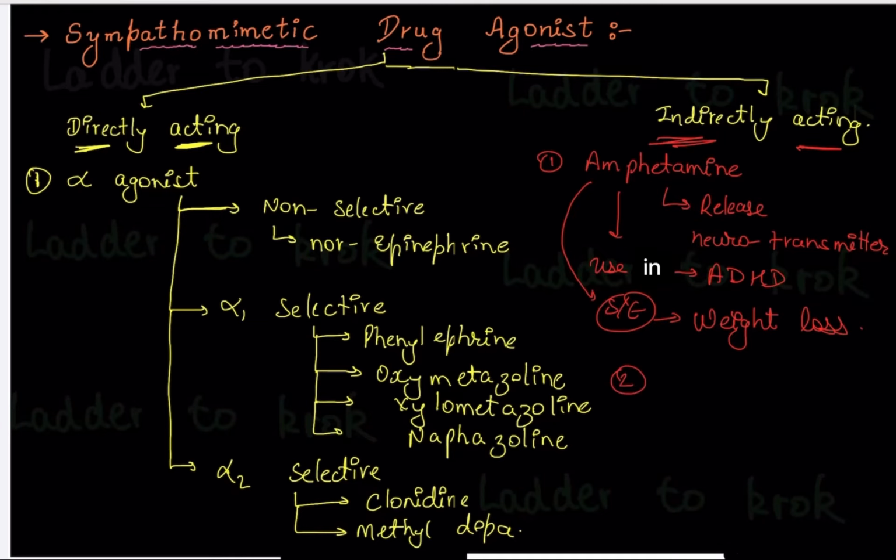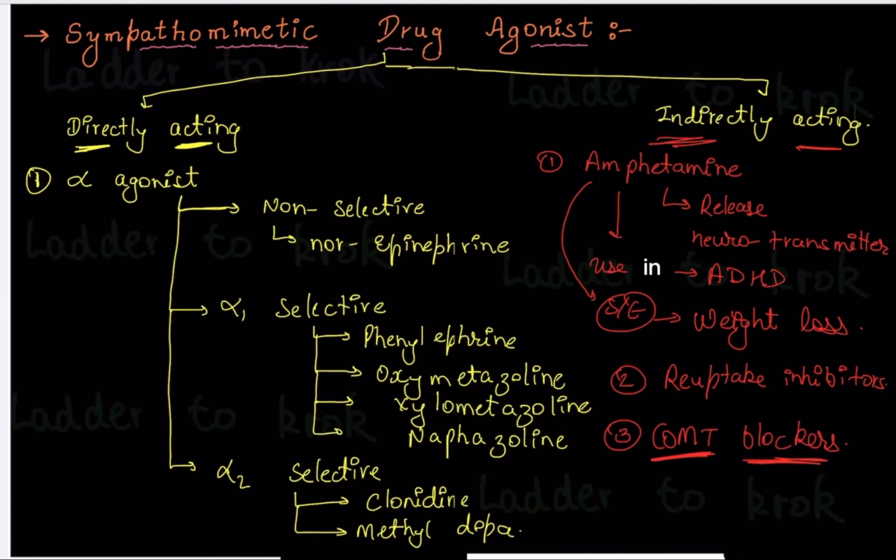There are some other indirectly acting drugs, like reuptake inhibitors. We already discussed reuptake inhibitors in our previous video on the adrenergic system, like cocaine and TCAs. The third one is COMT blockers. The COMT enzyme converts norepinephrine into an inactive metabolite, and we already discussed this in our previous video. These are the capones, COMT blockers. Now let's discuss some drugs from them.